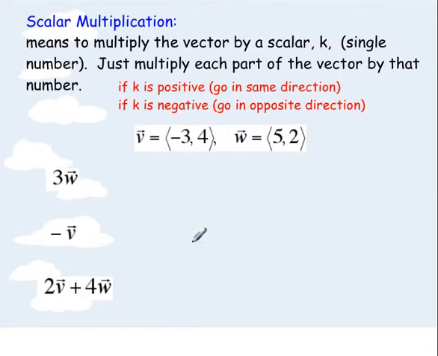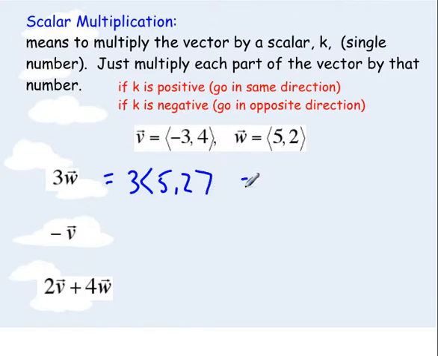Moving on. Scalar multiplication is when you just multiply by a constant value. So if I wanted to do 3 times vector w, I would just take vector w and multiply it by 3.